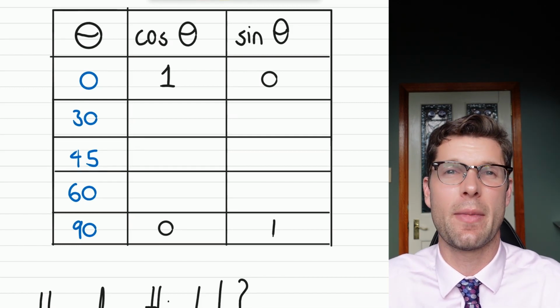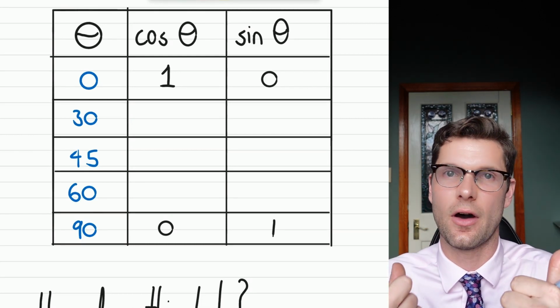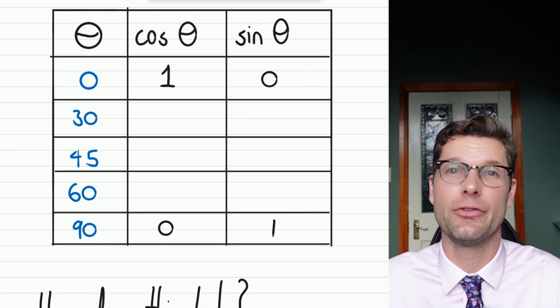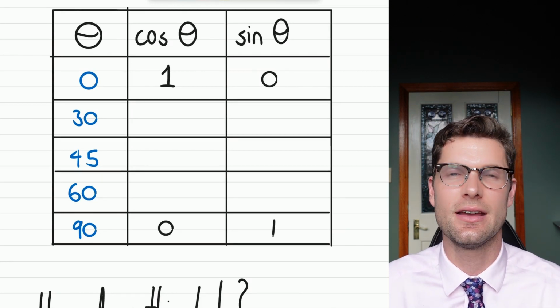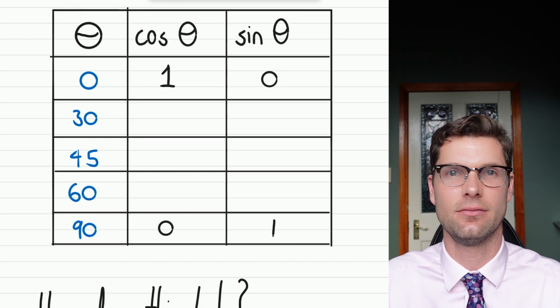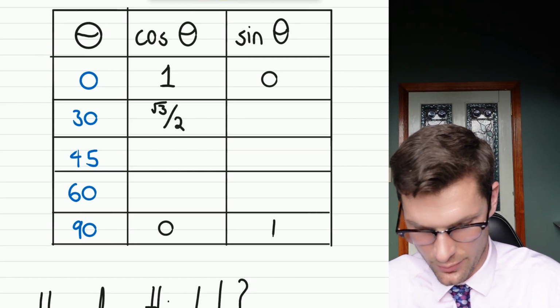So the way that I like to remember these other ones is that they're all a root and they're all divided by 2. They also count down in a really sequential pattern. So cos 30 is equal to root 3 over 2. So root 3 divided by 2.